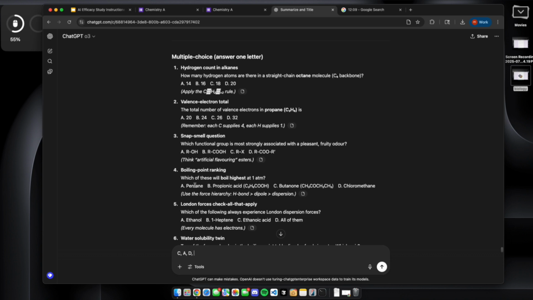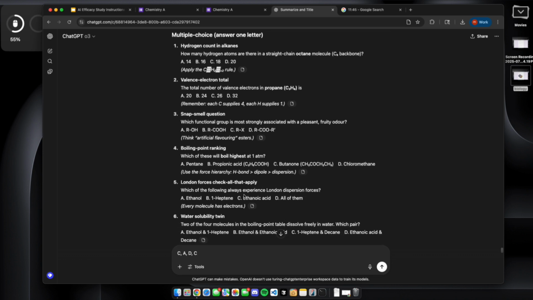Boiling point ranking. Which of these will boil highest at 1 atm? It looks like B has the most hydrogen bonds. Or maybe it's C. We'll go with C. London forces, check all that apply. Which of the following always experience London forces? Pretty sure all of them do.